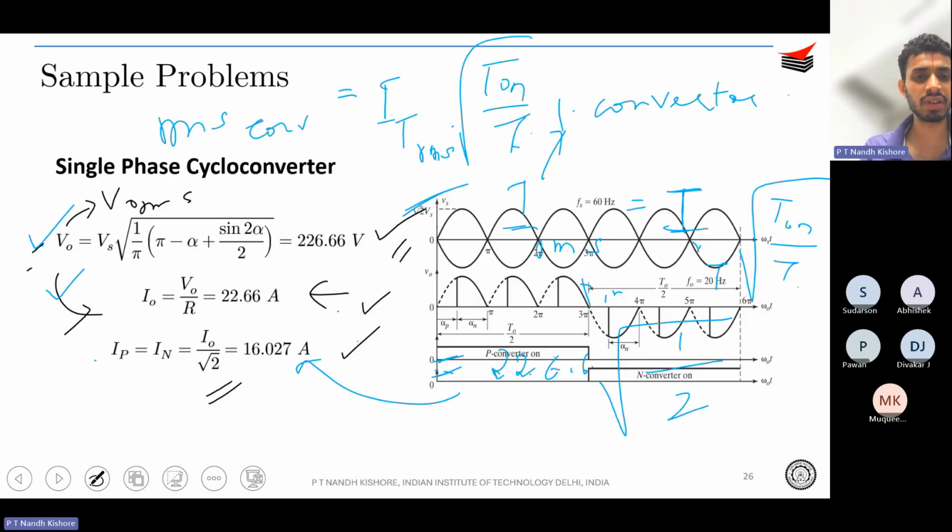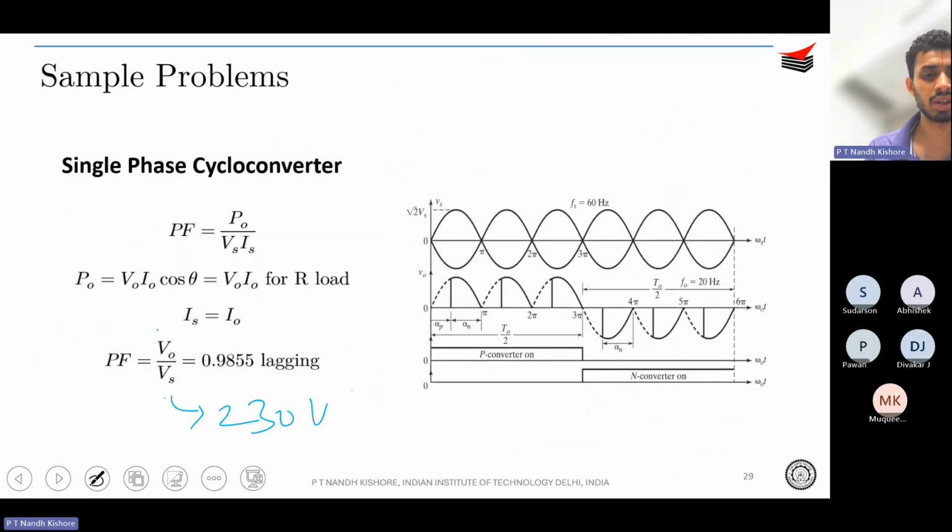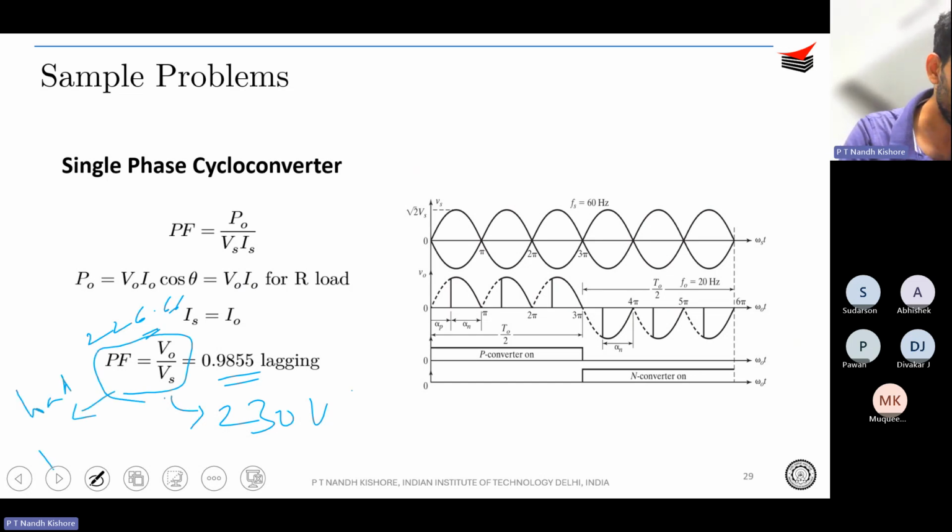And what was V naught RMS? V naught RMS was 226.66 volt. So just substitute that. You will be getting the power factor. So understand this particular formula, V naught RMS over Vs RMS, is applicable only when load power factor is 1. Okay, fine.